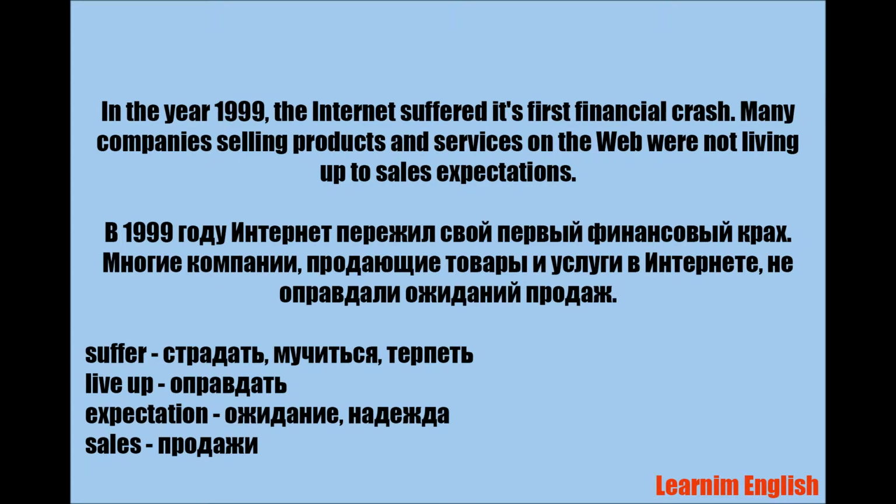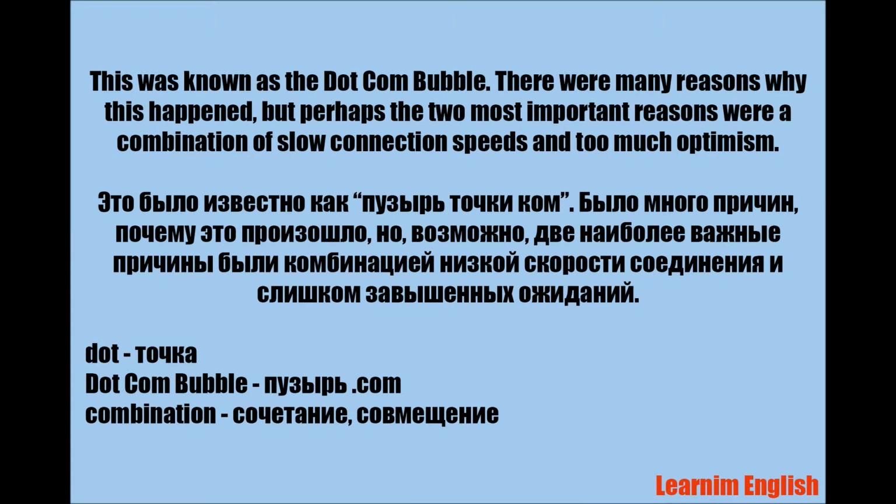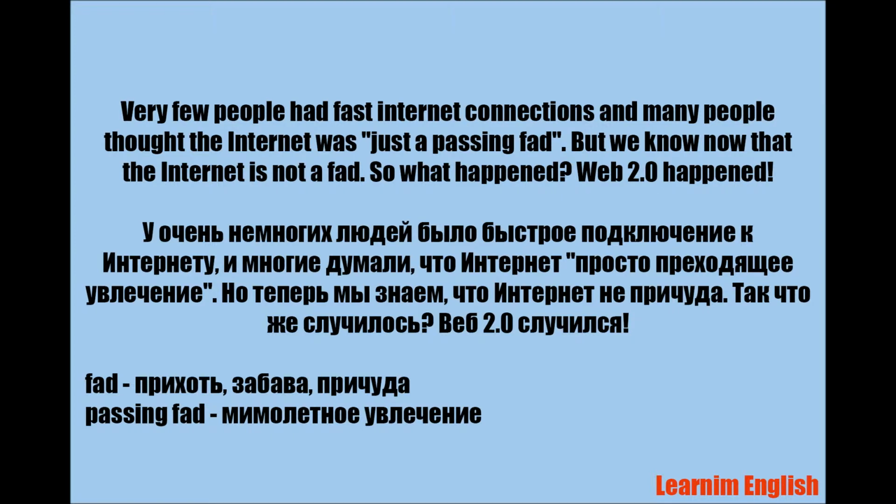In the year 1999, the Internet suffered its first financial crash. Many companies selling products and services on the web were not living up to sales expectations. This was known as the dot-com bubble. There were many reasons why this happened, but perhaps the two most important reasons were a combination of slow connection speeds and too much optimism. Very few people had fast internet connections, and many people thought the internet was just a passing fad. But we now know that the internet is not a fad.